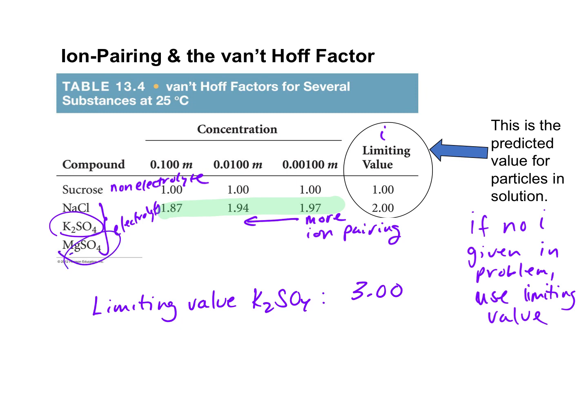Magnesium sulfate, MgSO4, limiting value 2. Make sense? So for that one we're going to have magnesium 2 plus and sulfate, SO4 2 minus. All right, but let's take a look then. Well, questions here.